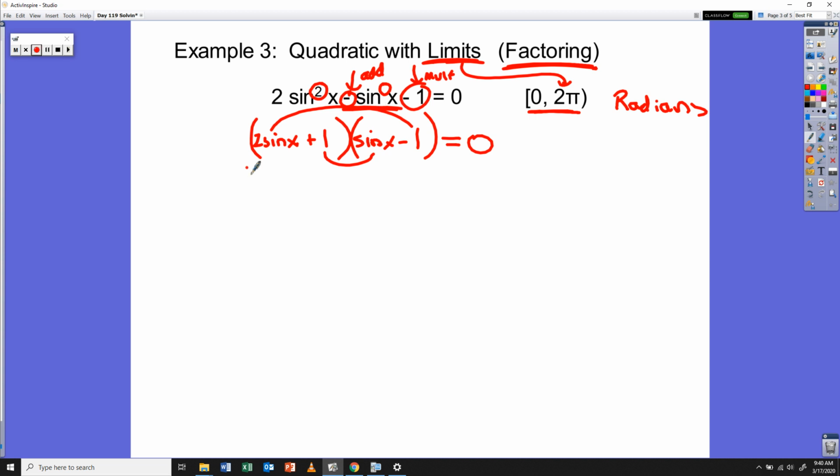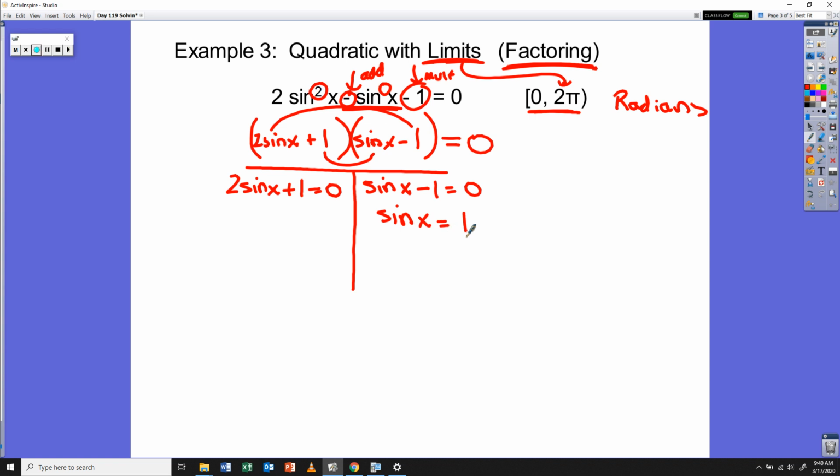Like any other quadratic, once you have your factors, you want to make yourself a t-chart, and you want to set each one of the factors equal to 0. So sine of x minus 1 is going to equal 0, and 2 sine of x plus 1 should be equal to 0. On the right-hand side, if we move the 1 over to the other side, we're looking for angles whose sine values are 1. The only place on the unit circle where your sine value is 1 is at the very, very top, which is 90 degrees. So for this one, the answer I'm looking for is 90 degrees.